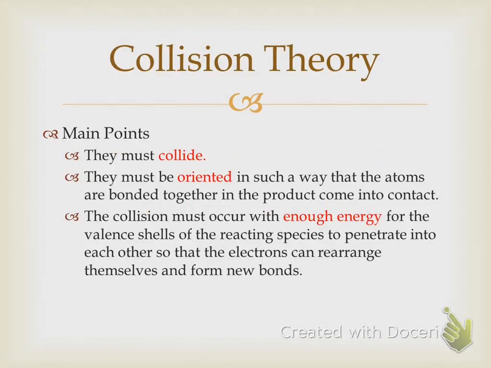Here are the main points, the main highlights. First, the reacting species must collide with each other. Second, they must be oriented or arranged in such a way so that the two reactants can come into contact and make the bonds that are necessary. And last but not least, and this is the most crucial point, they must have enough energy in order to make a change.